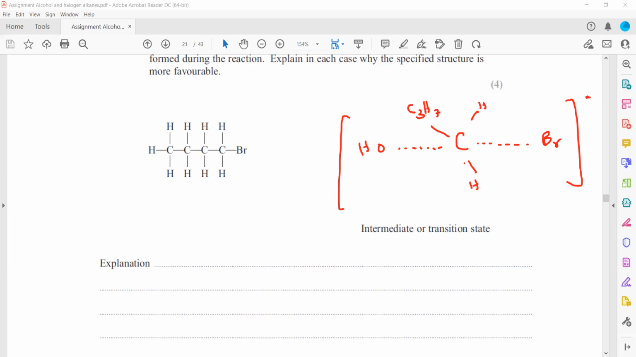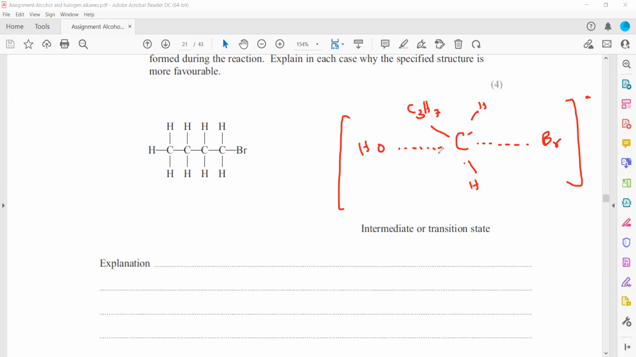So OH, as it is trying to form a bond, as it is a primary halogenoalkane, OH will attack on the carbon, partial positive. The bond breaking and the bond forming will take place at the same time. In the explanation you will mention, it's a primary halogenoalkane, so the attacking nucleophile finds a space to attack on the partial positive carbon. That's why the bond breaking and bond forming take place at the same time.